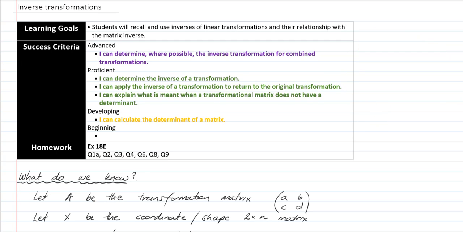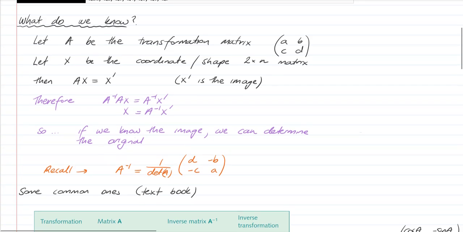Now, inverse transformations sounds exactly like it is, and it's just a build-up of some of the skills you've learned in this topic, applied all at once. There's our learning goals and success criteria if you'd like to have a read of them. Well, what do we know?